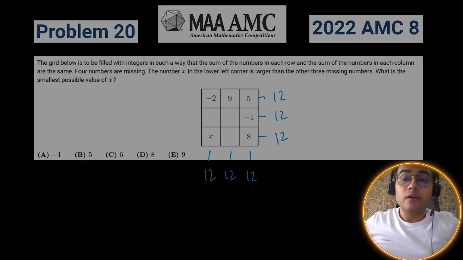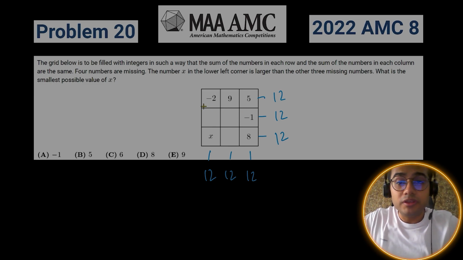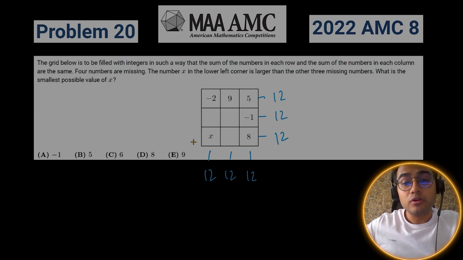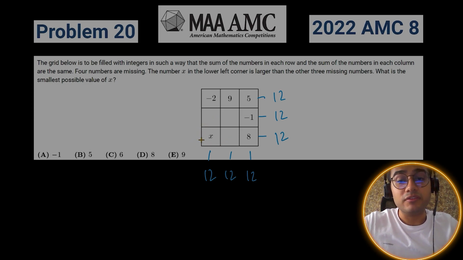Now, the easiest way to approach this problem would be to plug in the answer choices, because they have given us the condition that the lower left number is larger than the other three. So we plug in, find the other three. If it's larger, then it is going to be the right answer.